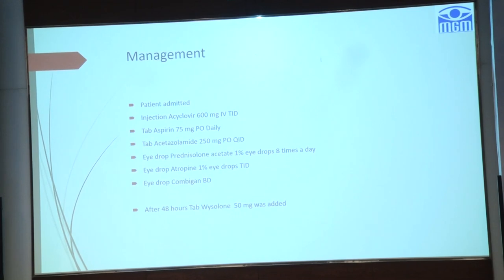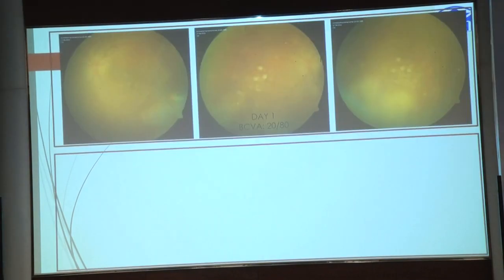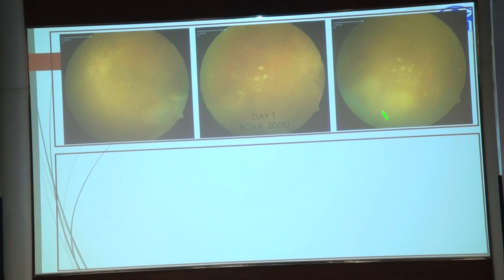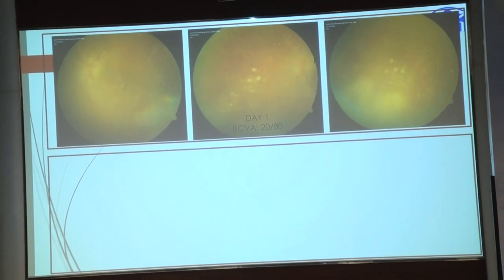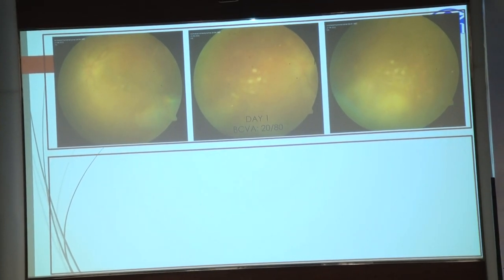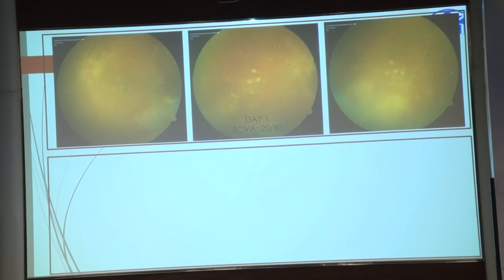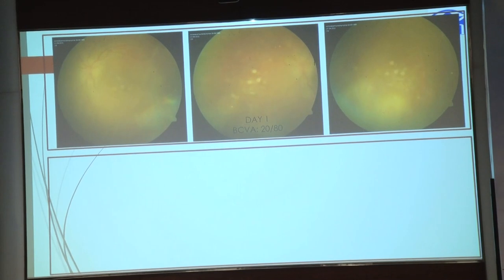So we started him on standard treatment. We admitted him and started acyclovir, 600 mg three times a day, and anti-glaucoma medications. After 48 hours, we started him on oral steroid tablet. This is at presentation, day one. Vision is 20/80. He has this lesion. The diagnosis was quite obvious. We started him on acyclovir, so we expect him to improve. The lesion should stabilize and start healing.